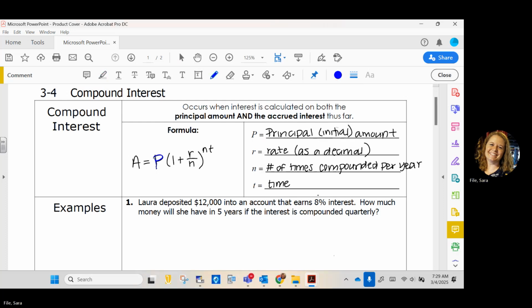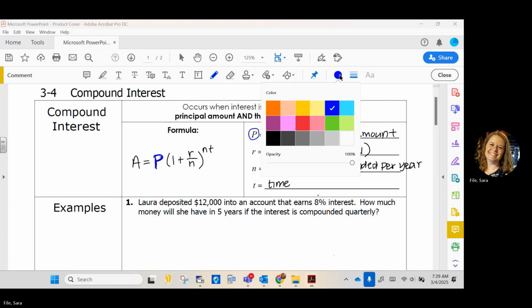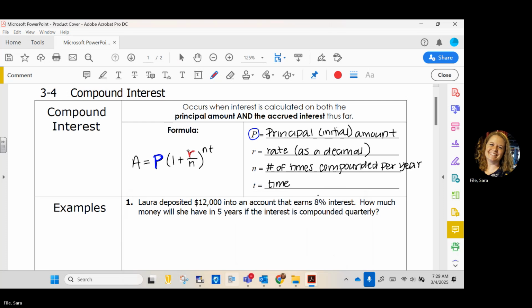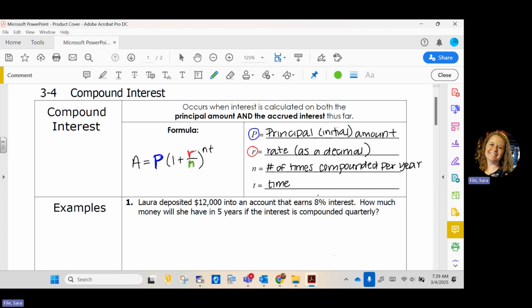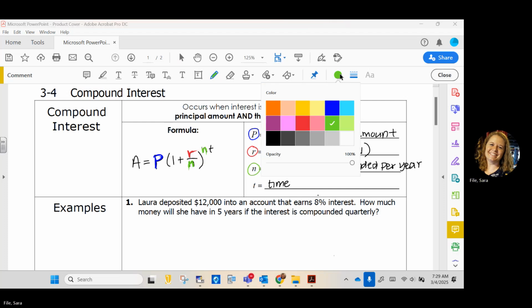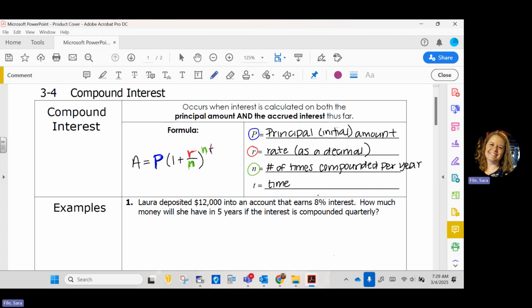Okay. Do principal in blue. Okay, the rate in red. Number of times compounded shows up twice in your compound interest equation. And time do in purple. And if you have a highlighter that'll work on your paper, I would probably prefer that.